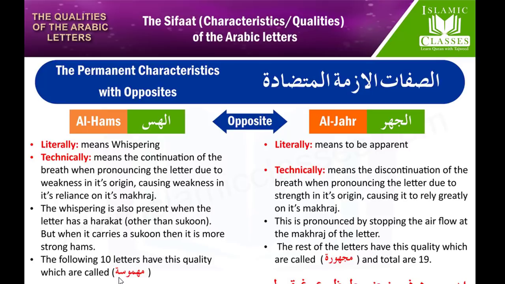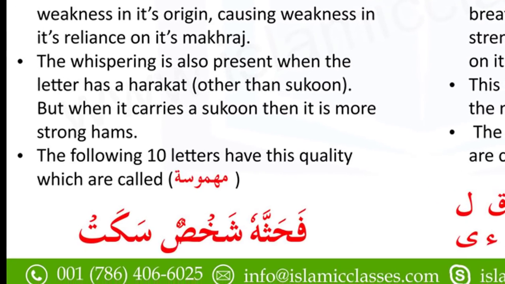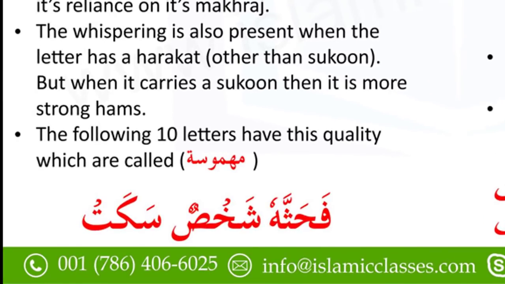Inshallah you will see that the following 10 letters have this quality, which are called mahmusa. The letters which have this quality of al-hams, those letters we call mahmusa. These are 10 letters in total, and you can see the 10 letters in a group. The group is fahathahu shakhsun sakat. You just remember only these 3 words which are in the group. So whenever these 10 letters have a sukoon sign, at that time we add the al-hams quality.